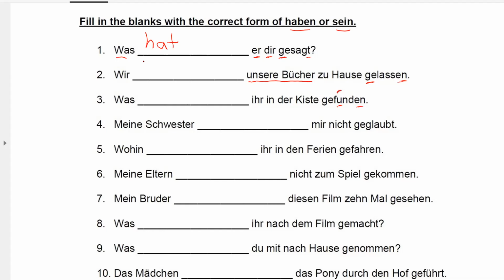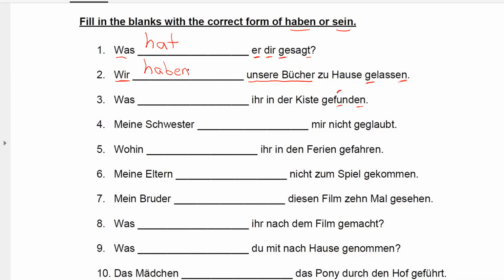So we're going to have another form of haben here. And this time it goes with the subject wir, which means that we use here haben. Wir haben unsere Bücher zu Hause gelassen. We left our books at home.